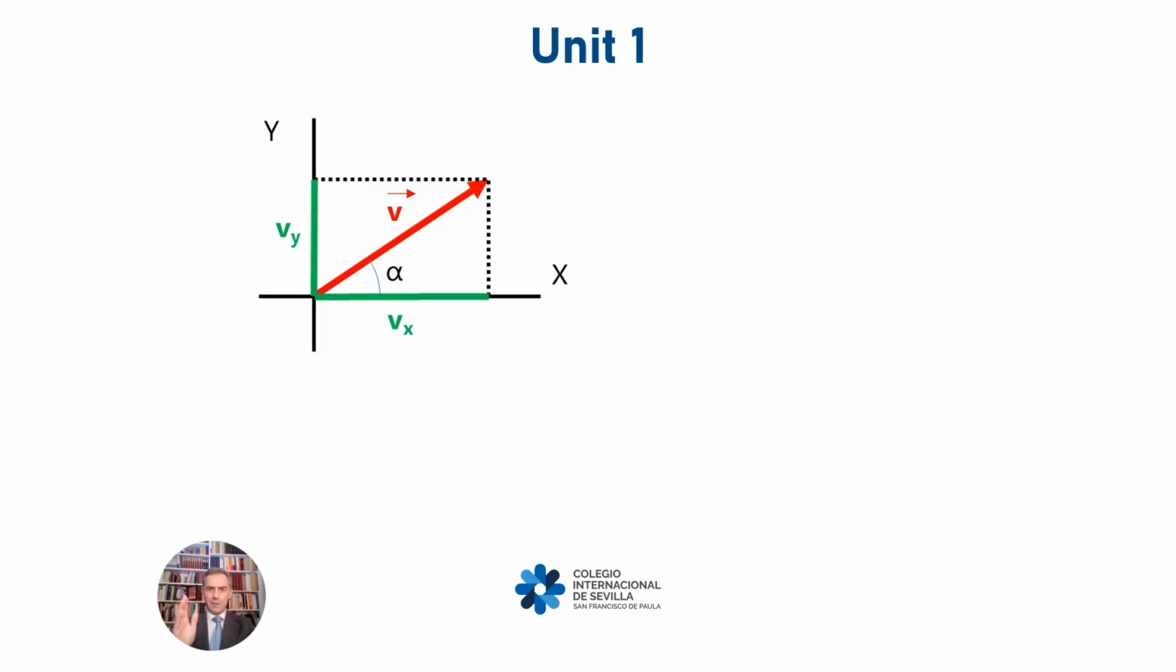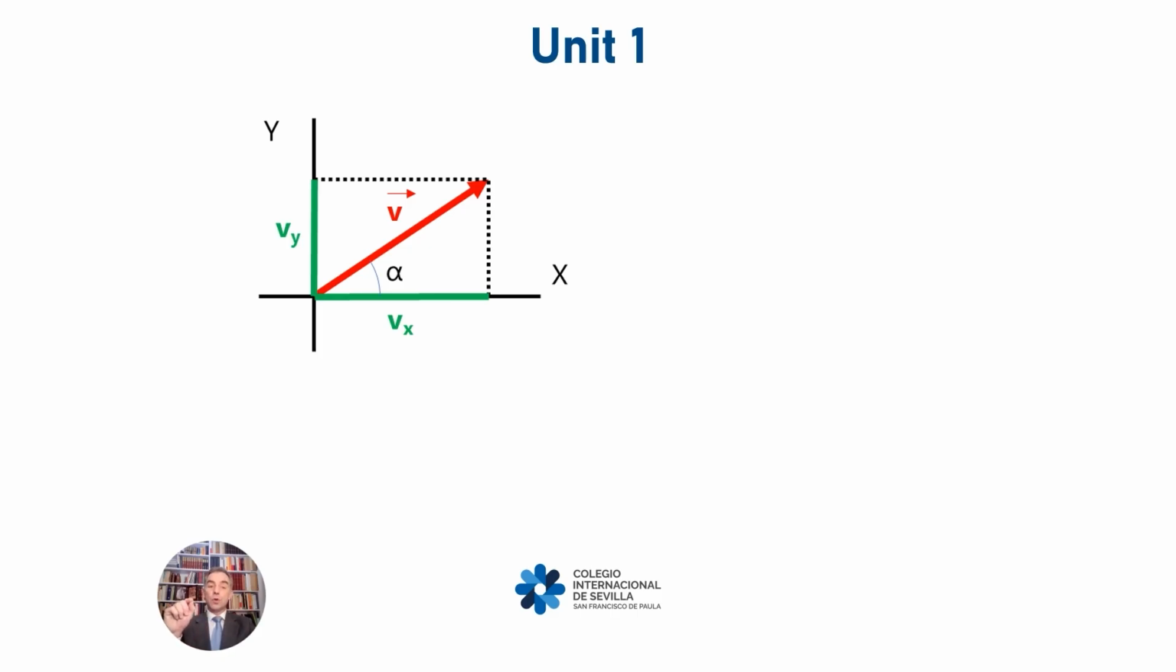So now let's draw a vertical dotted line from the end of the arrow until the x-axis. The green segment that we have between the beginning of the arrow and the projection of the end is the projection of the arrow, the projection of the length upon the horizontal axis, and we call that Vx, or component x of the velocity.